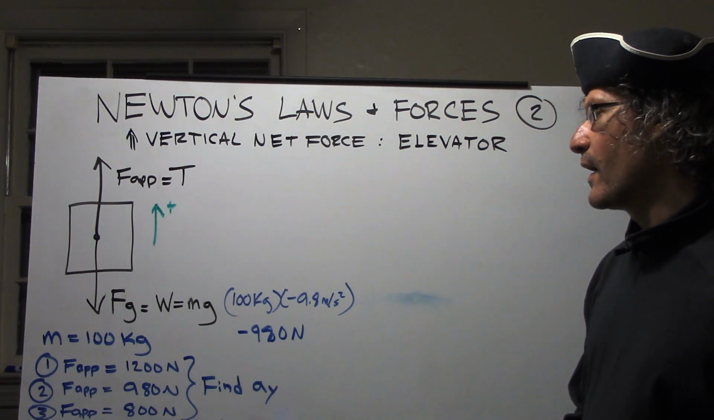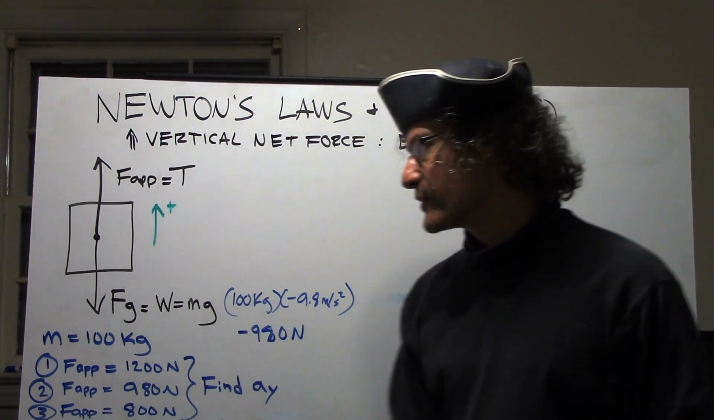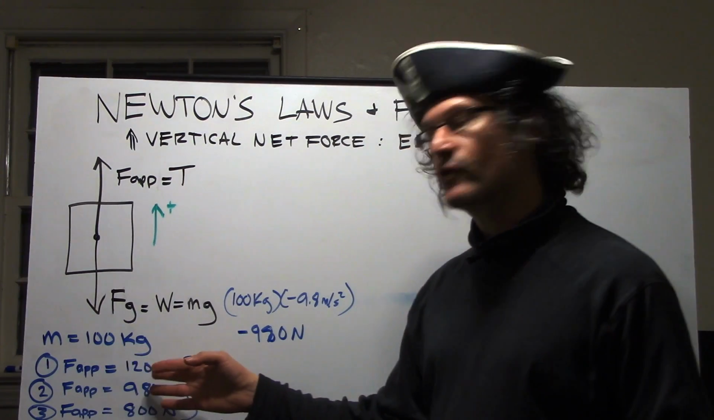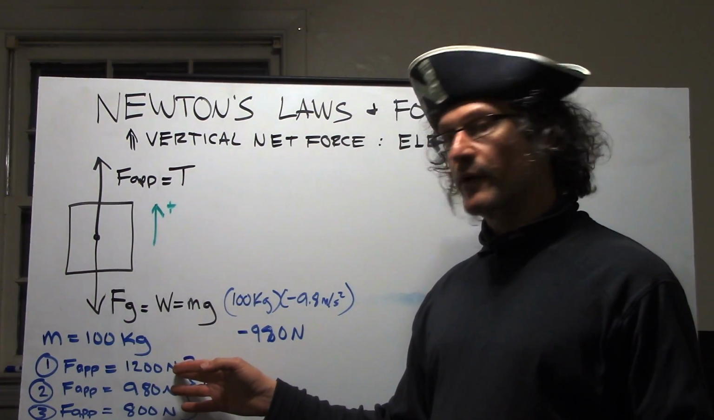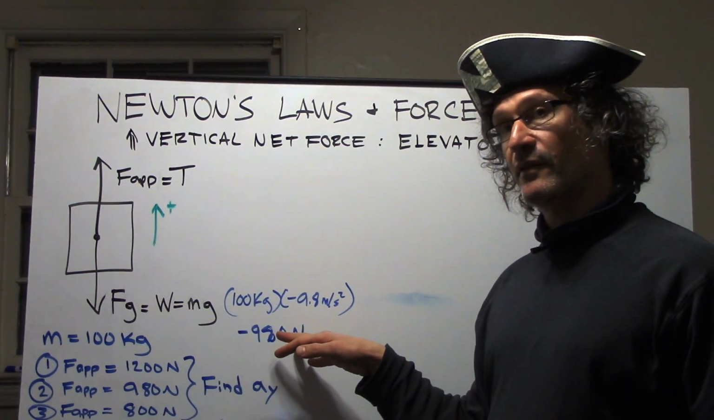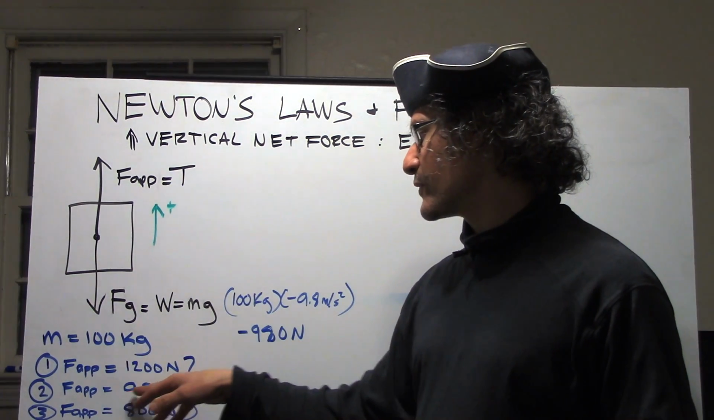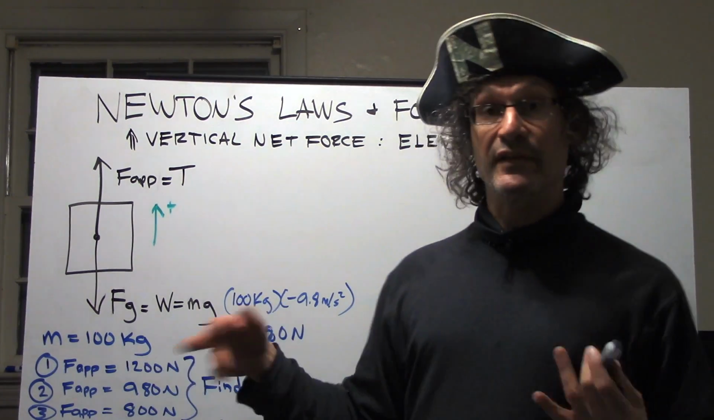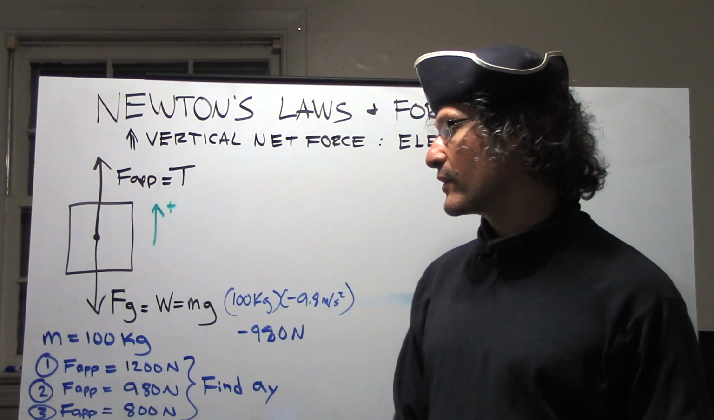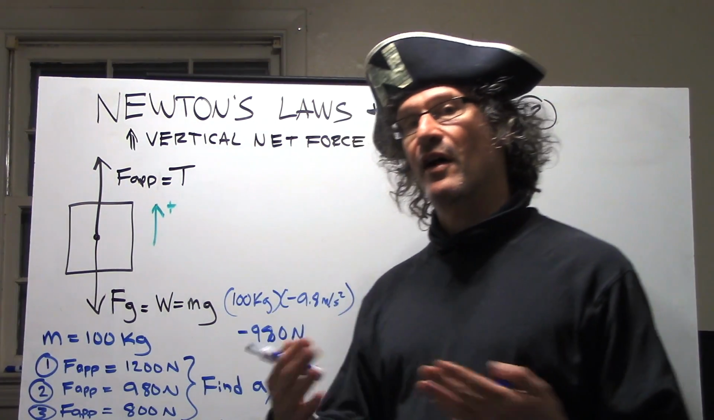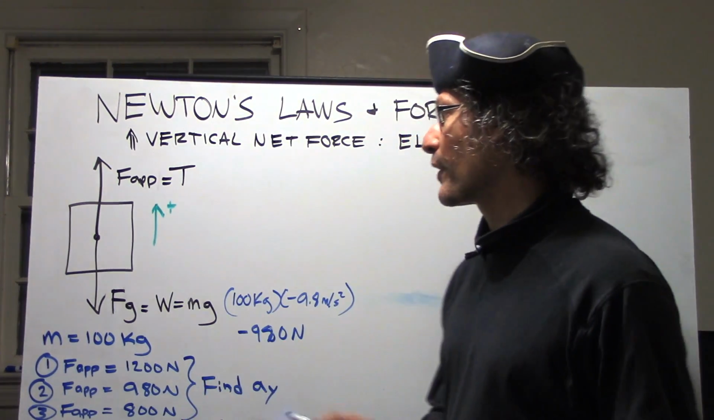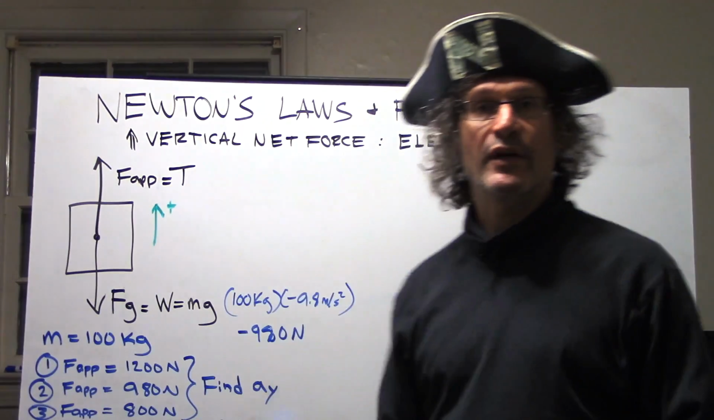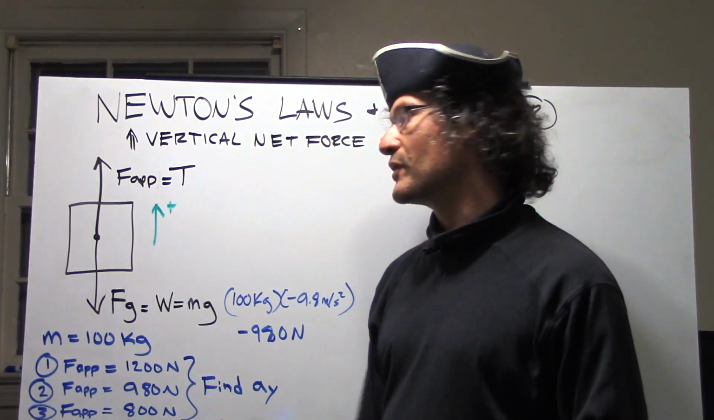There we go. So we have three different situations here. What happens when the tension, the force applied, is 1200 newtons, which exceeds 980 newtons? What happens when force applied is exactly 980 newtons? What happens when it's less, 800 newtons? And in fact, I'll start off with pretty much scenario number 4. Well, what if we cut the cable? What's the acceleration? Well, that's pretty easy.